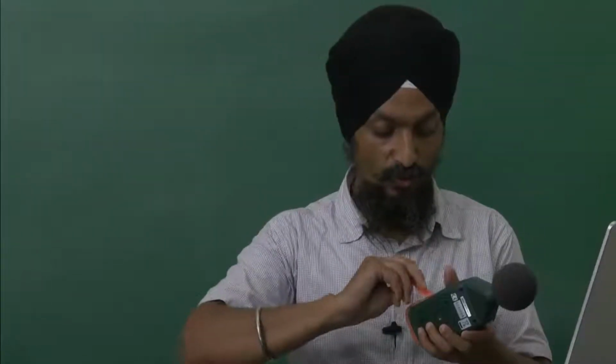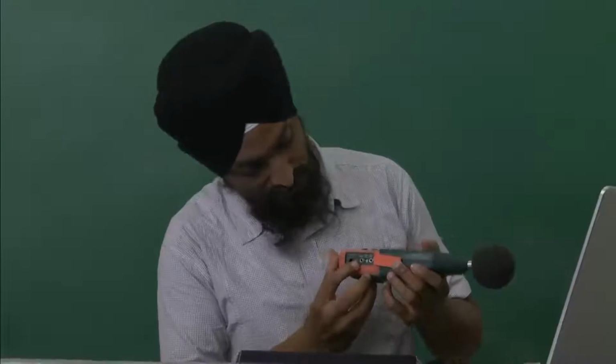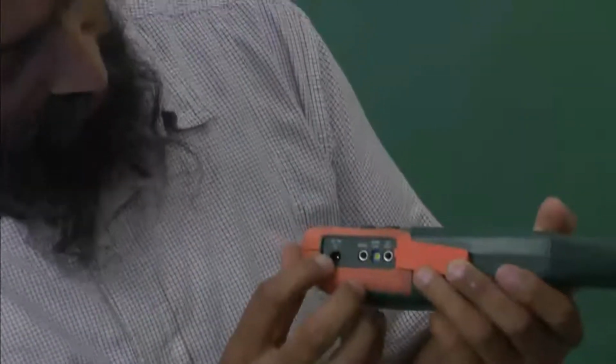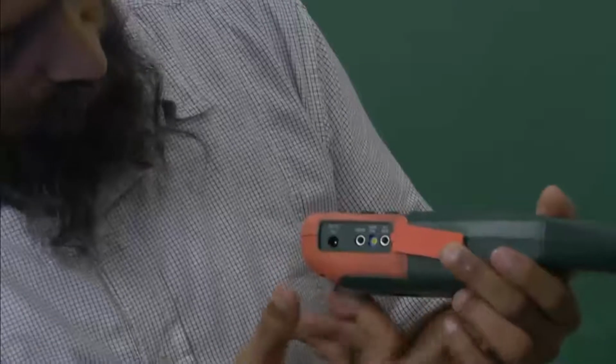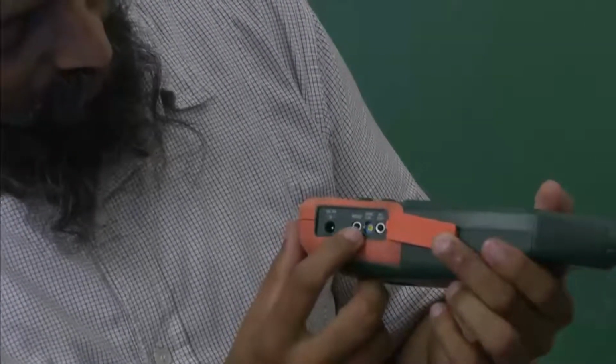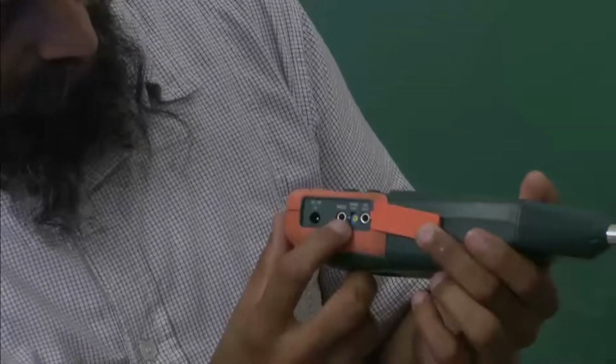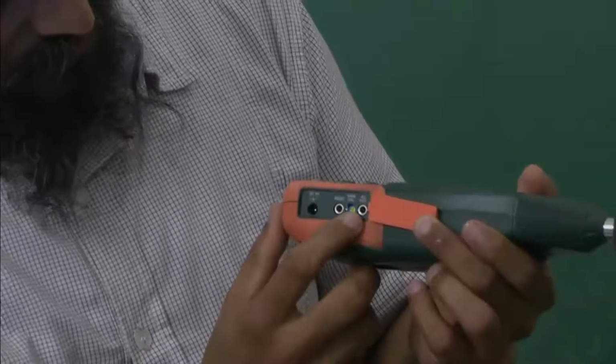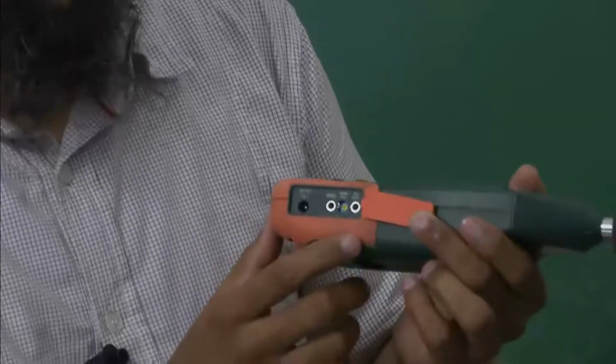This can be connected to a computer using this RS232 port, right? This is the RS232 port. This is its charging point. Also we have batteries in here, and this is for calibrating, and this may be AC out if required, right?